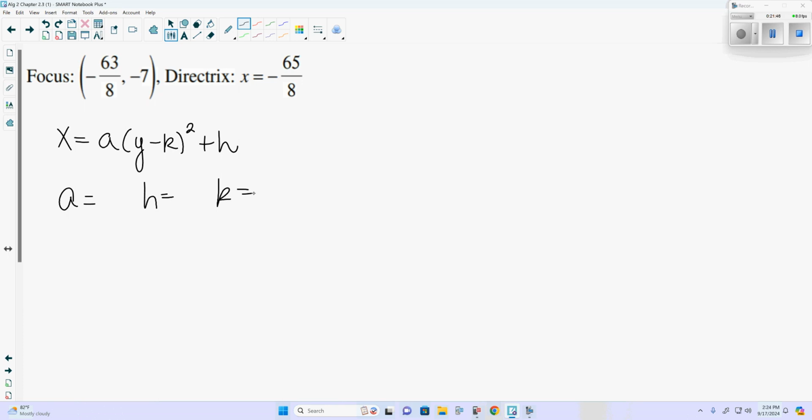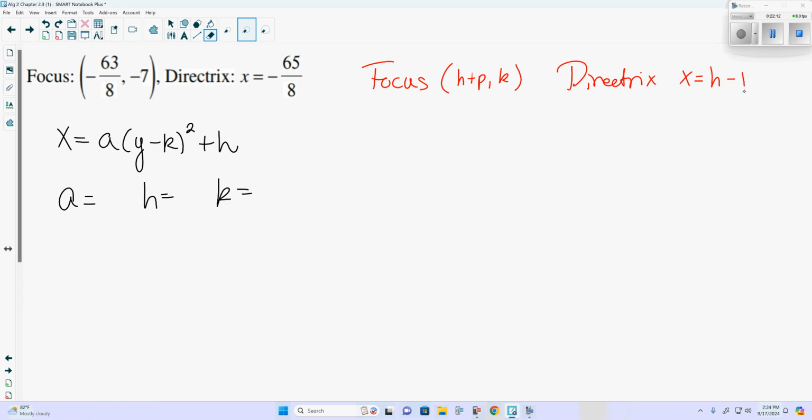Now for us, the focus, I'm going to write off to the side because we don't quite have room there. H plus P, comma, K, or directrix. All right, off to the side, is the equation x is equal to h minus p. Negative 63/8, comma, negative 7.